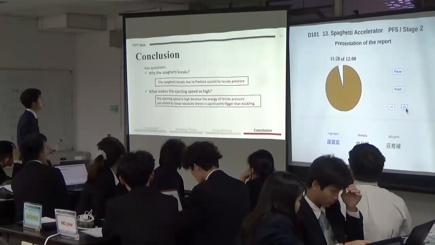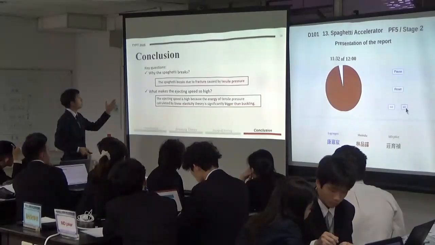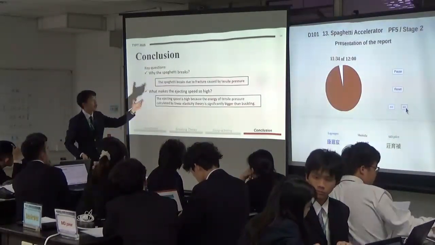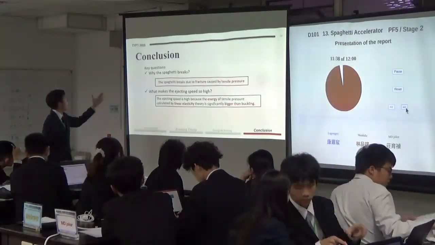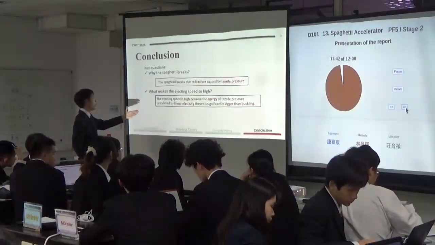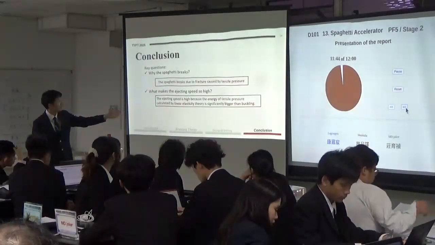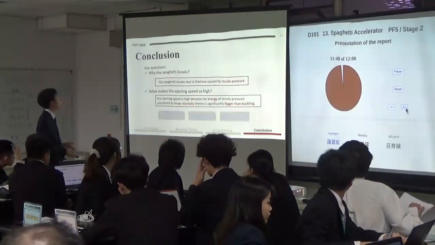So now for the conclusion. We answer key questions which include why spaghetti breaks. And so we say it's due to fracture caused by tensile pressure. And what makes the ejecting speed so high, we answer by saying the ejecting speed is high because the energy of tensile pressure is calculated by linear elasticity theory and is significantly bigger than buckling.